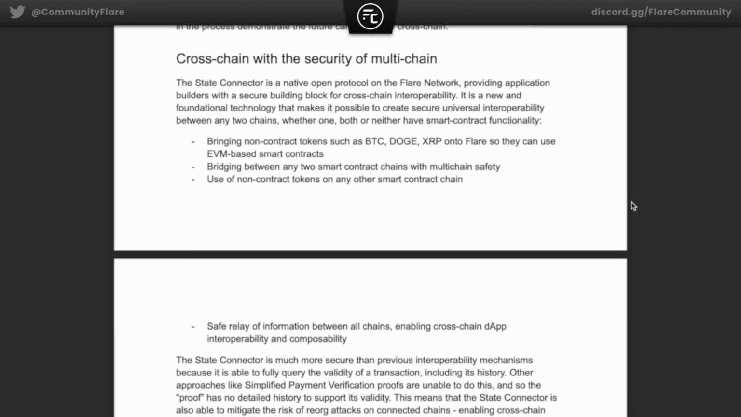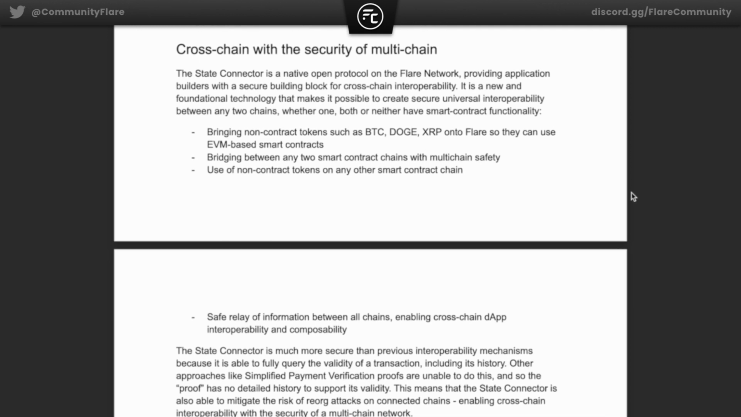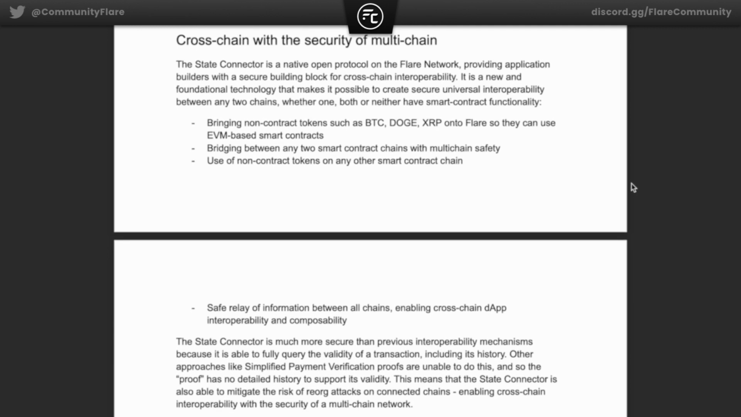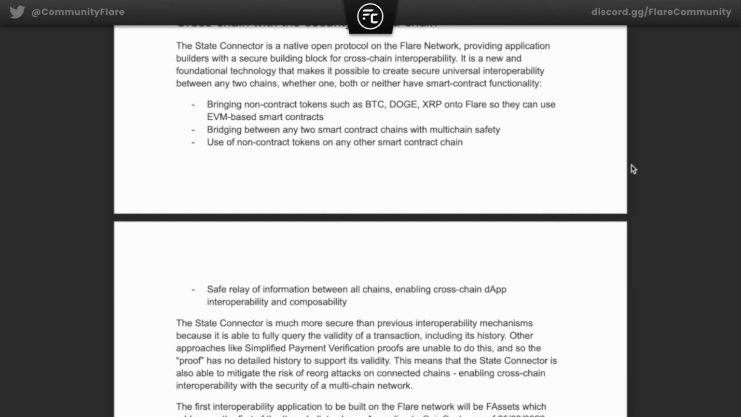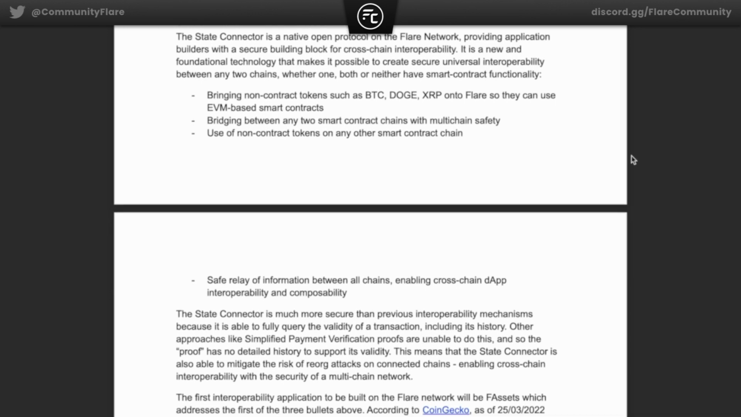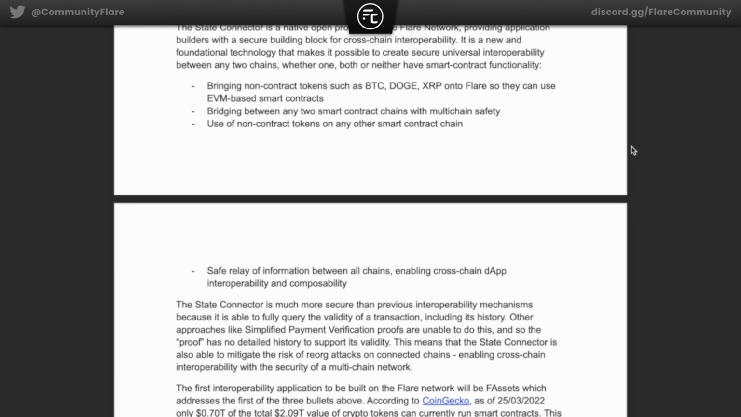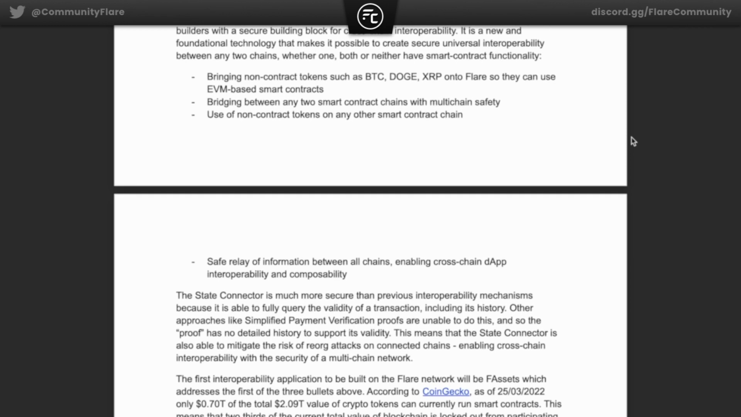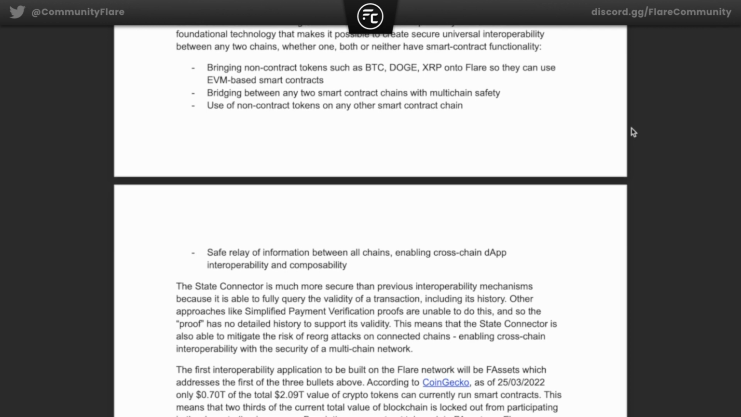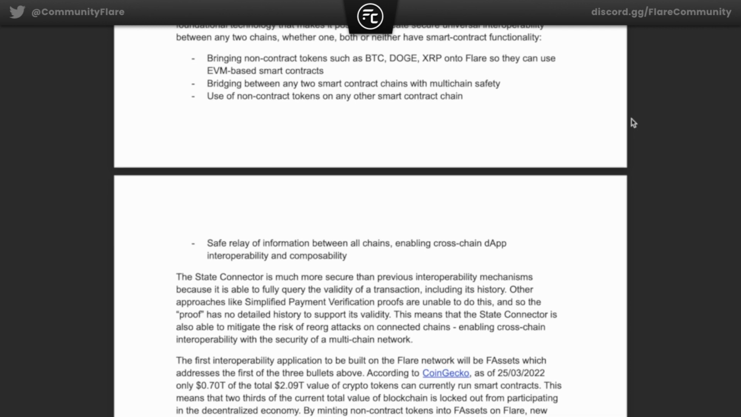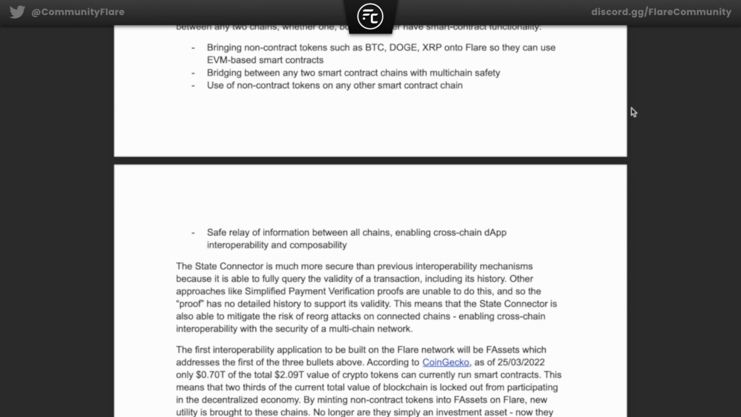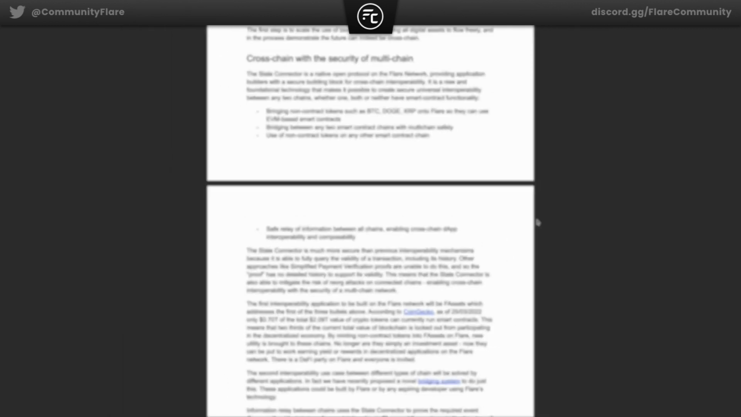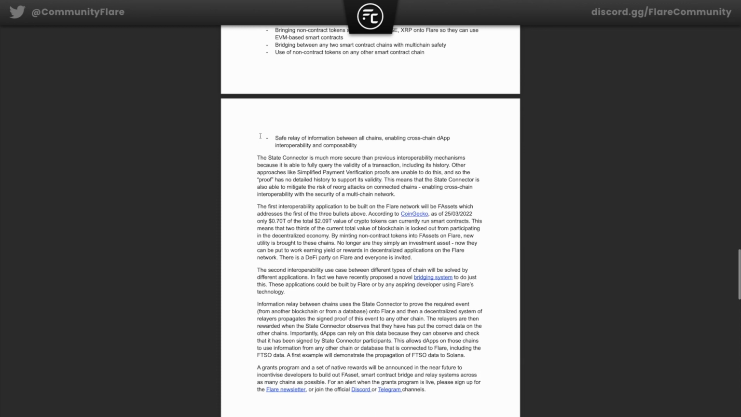It could be the bridging between any two smart contract chains with multi-chain very safely. It could also mean the use of non-contract tokens on any other smart contract chain. Finally, it could be the safe relay of information between all chains, enabling cross-chain decentralized application interoperability and composability. And for those developers in the space, I think this is really exciting.